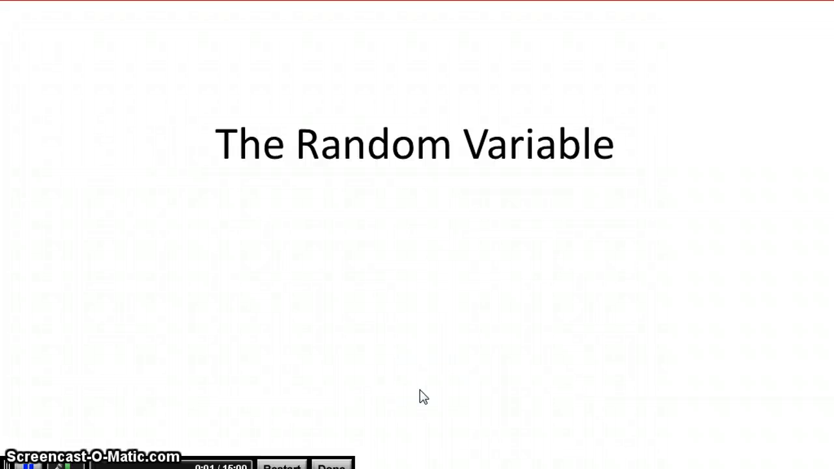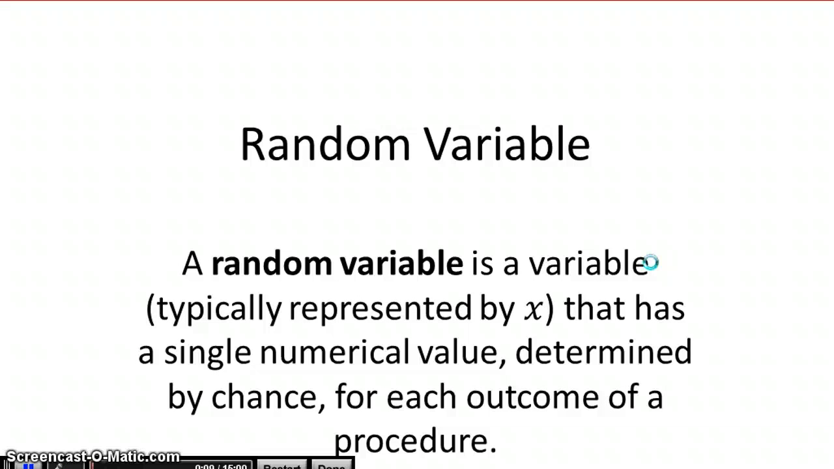Hello. In this video, I'd like to talk about the random variable and how we use the random variable to create a probability distribution. A random variable is a variable that takes a single numerical value, and that value comes from some chance process that represents the outcome for that chance process.